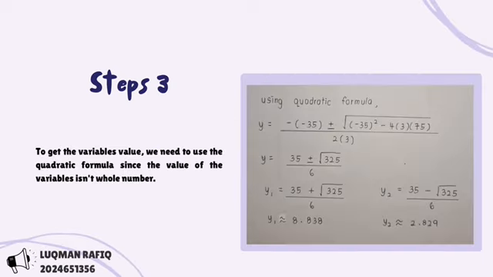The third step is to get the variable's value. We need to use the quadratic formula since the values of the variable are not whole numbers. After using the quadratic formula, we will get two answers. The first one is y approximately 8.838 and the second one is y approximately 2.829.